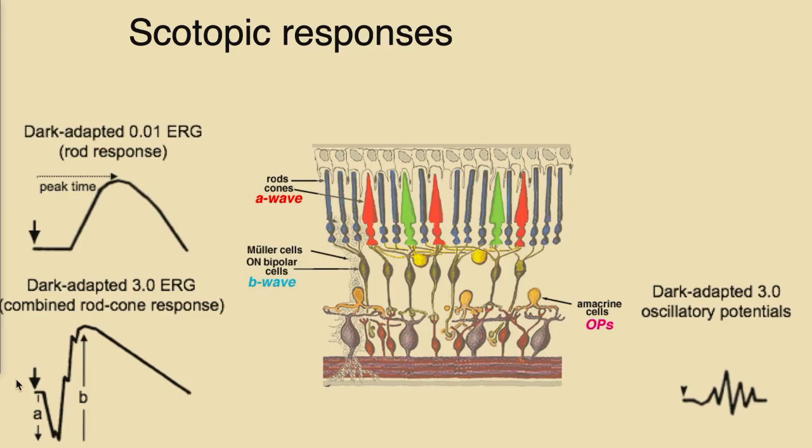Then we get a nice A wave and a B wave, and the A wave is measured from the baseline. The B wave is measured from the trough of the A wave up to the tip of the B wave here. And one can also record oscillatory potentials. I don't want to go into detail there, but this is just to recap what we have already seen. And as maybe a bit of help for memorizing it, you can think of B wave, the B, as bipolar cells. I mean, that was not the reason for labeling it B wave, but it kind of helps to memorize it maybe.